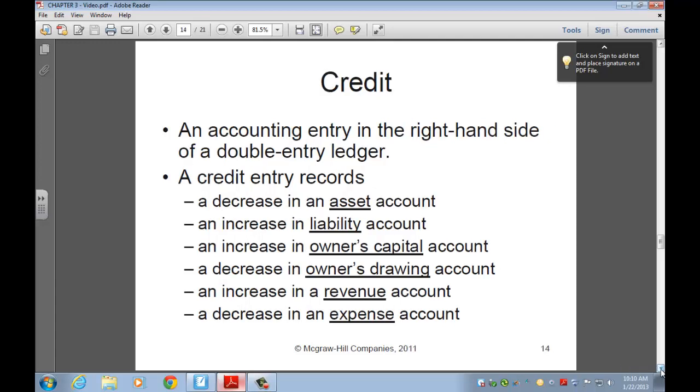A credit, on the other hand, is an entry on the right-hand side of the double entry ledger. The credit records a decrease in an asset account, an increase in a liability account, an increase in owner's capital, a decrease in owner's drawing, an increase in a revenue account, and a decrease in an expense account.